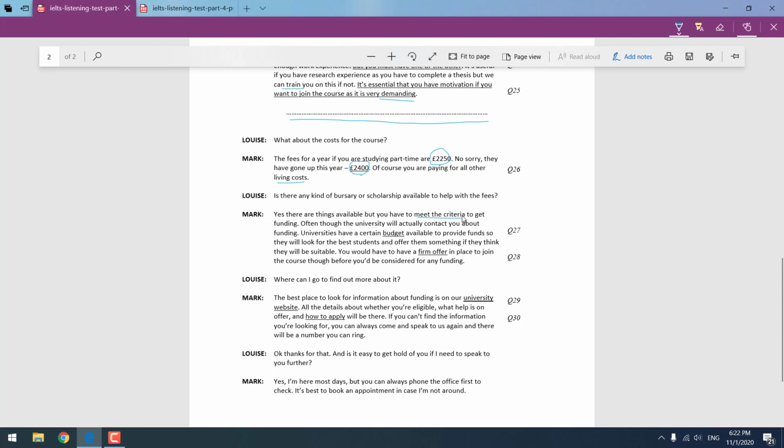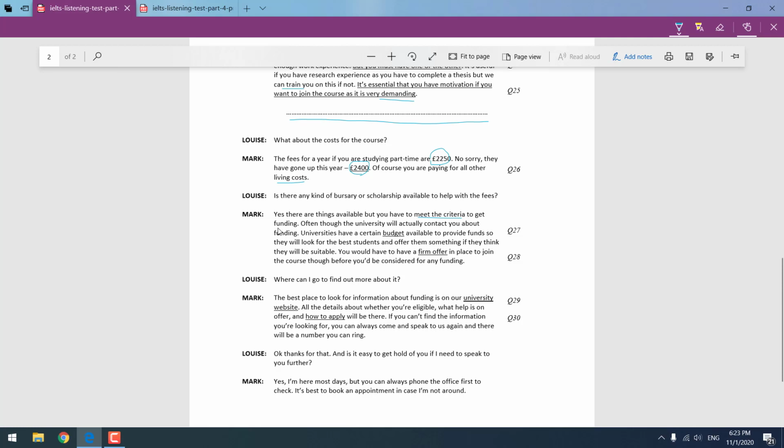Then we continue to get funding, and funding, as I said, bursary, scholarship. Often, though, the university will actually contact you about funding. Universities have a certain budget available to provide funds, so they will look for the best students and offer them something if they think they will be suitable. You would have to have a firm offer in place to join the course, though, before you'd be considered for any funding. Where can I go to find out more about it?